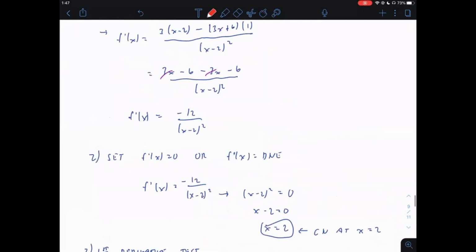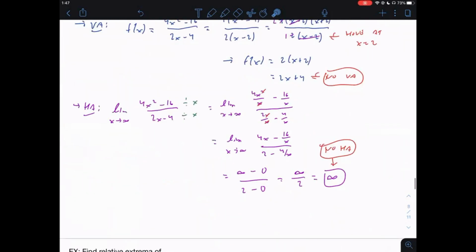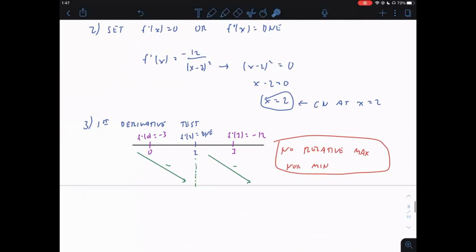Again, let's look at this graph. We did a little sketch of that graph earlier. Here we have the critical number, x equals 2. As we go towards that critical number, our function is coming down, it is decreasing. Then we make a jump, and after that critical number, as we go to the right-hand side, it is still decreasing, in this case decreasing towards y equals 3 at this horizontal asymptote. So there's no change in the direction of the curve of this function before and after that critical number, which means we have no relative max nor min, no relative extrema.